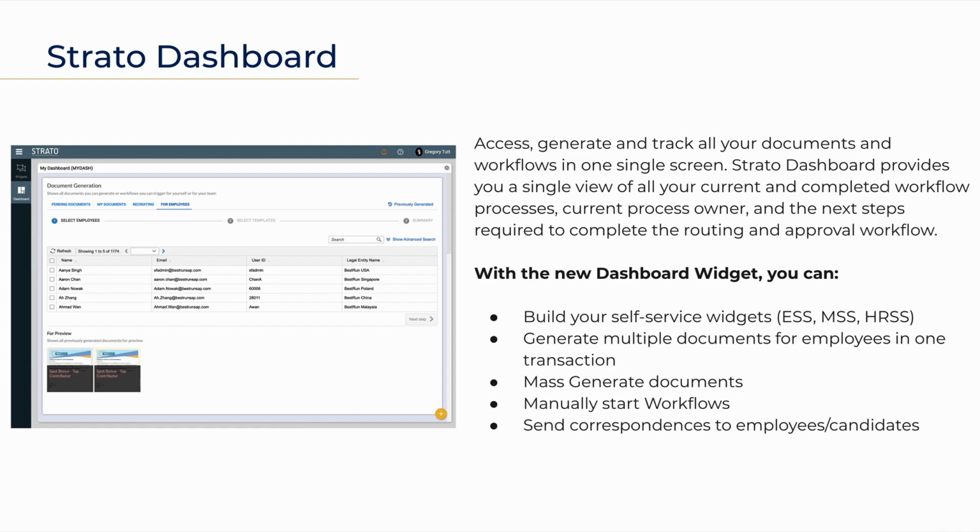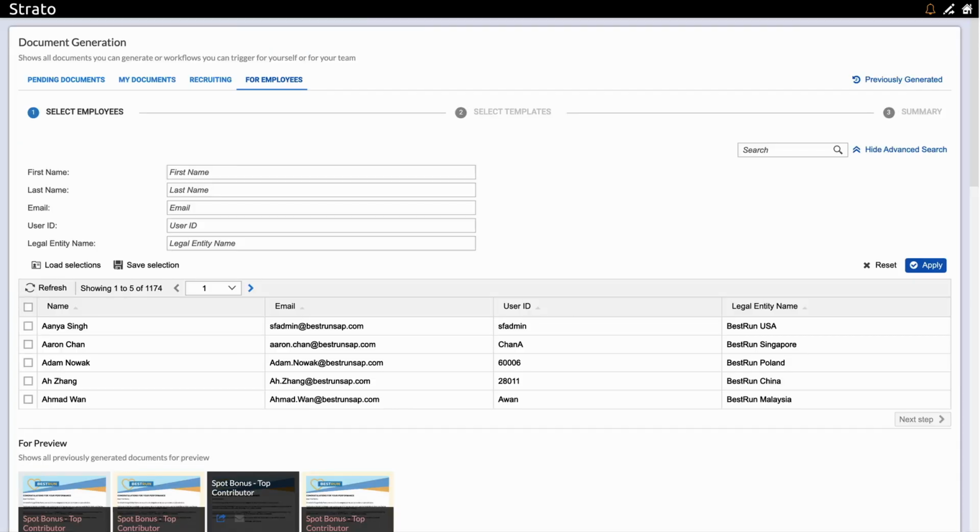So you can continue mass generating documents, and then with this new view, you can also manually start some workflow. So the workflow part will come later, but I will cover it a little bit here. And of course, you can send correspondences, which are emails. So you may want to send emails to employees and candidates, so you can do that from the same view. I will not cover all the functionalities because we will probably do other videos for that. But in this case, I want to generate documents for employees.